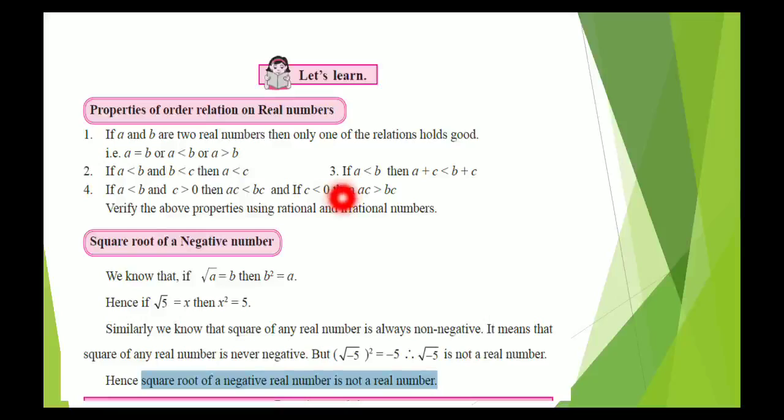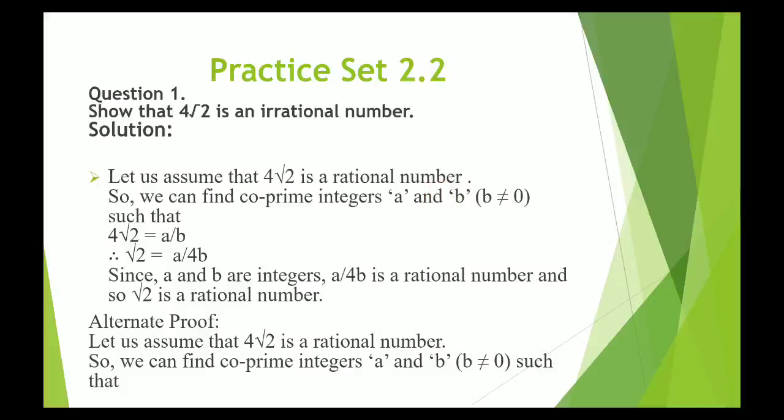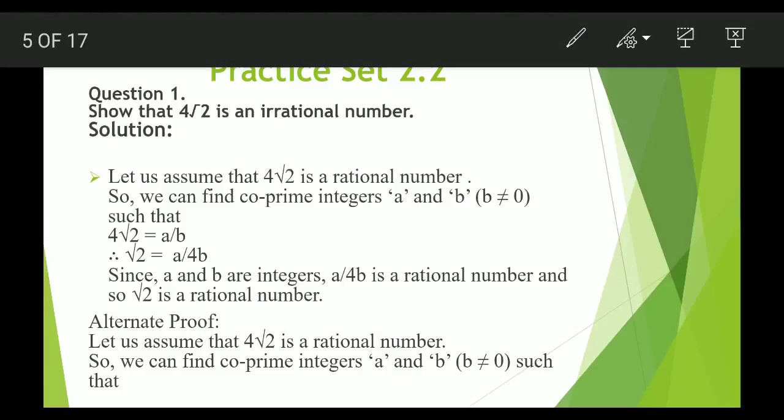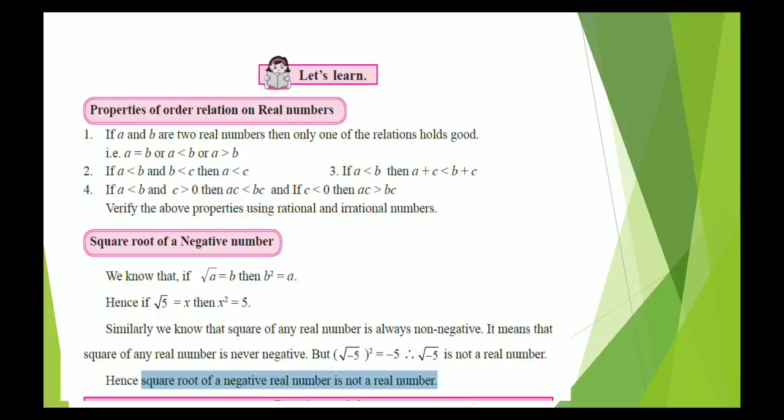Thirdly, if A is less than B, then A plus C is less than B plus C. Fourth one, if A is less than B and C is greater than 0, then AC is less than BC, and if C is less than 0, then AC is greater than BC.